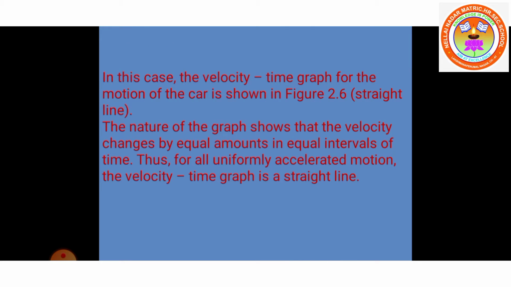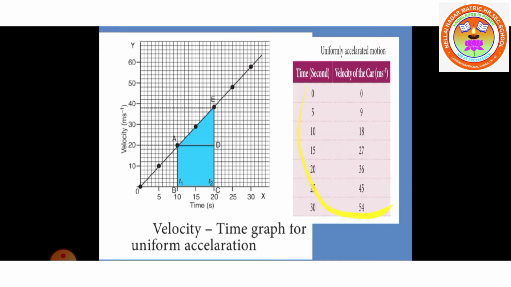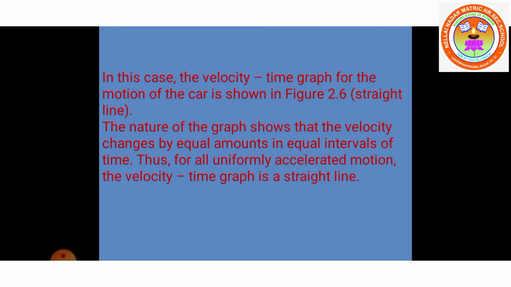Okay students, so in this case the velocity time graph for the motion of the car is shown in the figure. We draw the graph for this table. It is also a straight line. So from this we understood that this is uniformly accelerated motion. The nature of the graph shows that the velocity changes by equal amounts in equal intervals of time. Thus for all uniformly accelerated motion the velocity time graph is a straight line.